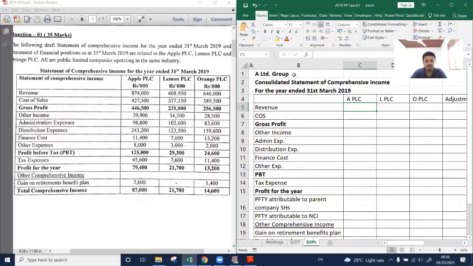First, APLC. We are preparing this consolidated statement of comprehensive income for whom? For A Limited Group. A is the ultimate parent, right? Then in this column, what we need to do? We have already discussed. We need to consider these P&L figures as they are, since this is our parent. Revenue figure 874,000, cost of sales 427,500. Therefore, gross profit should be 446,500.